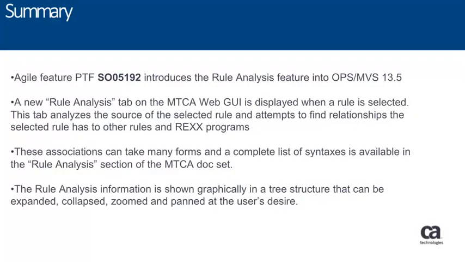To summarize, the Agile feature PTF listed on the screen introduces the rule analysis feature into Ops MVS 13.5. With this PTF, the new Rule Analysis tab can be found on the MTCA web user interface when you select a rule. Clicking this tab causes analysis to occur on the selected rule's source, which finds what relationship the selected rule has to other rules and Rex programs. The rule analysis information is then graphically displayed in a tree structure that you can expand, collapse, zoom, and pan as needed.